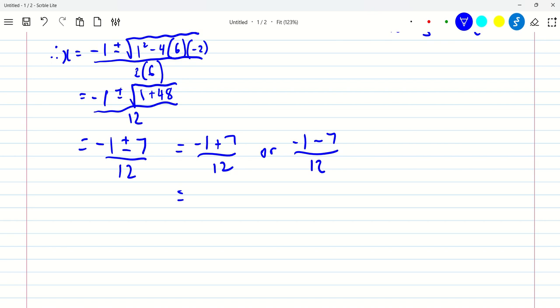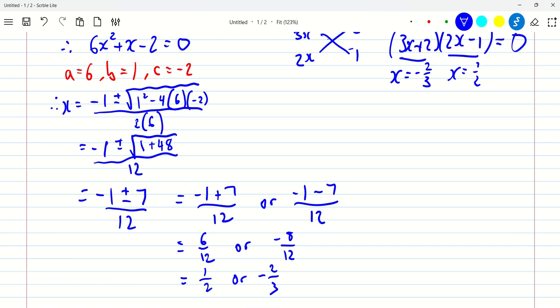And so negative 1 plus 7 is 6 over 12, or negative 1 minus 7 is negative 8 over 12. If we simplify that, 6 over 12 is a half, or negative 8 over 12 is negative 2/3. And if you remember when we factorized it, we got negative 2/3 and a half, so it gives us the same answers as it should, because it's doing the same thing, which is solving an equation. And so that's how we can use the quadratic equation to solve a quadratic.